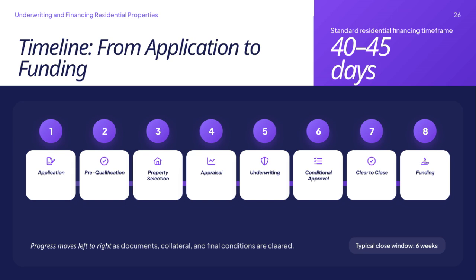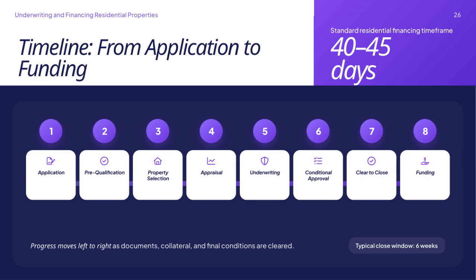Appraisal happens next, between days 15 and 22, where the property's value is assessed to ensure it meets the lender's criteria. Underwriting, a critical step performed from days 20 to 30, involves a thorough review of your financial documents and the property to evaluate risk. Following this, conditional approval is granted sometime between days 28 and 35, indicating the lender's agreement pending final conditions.